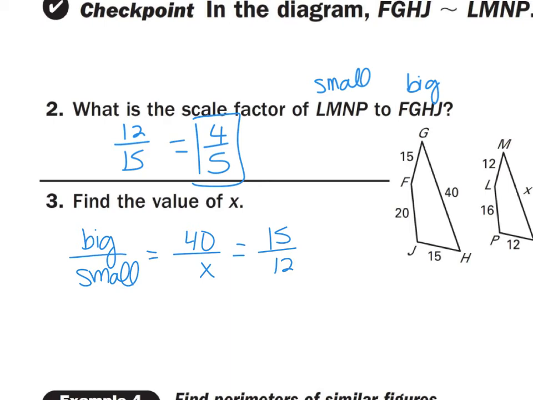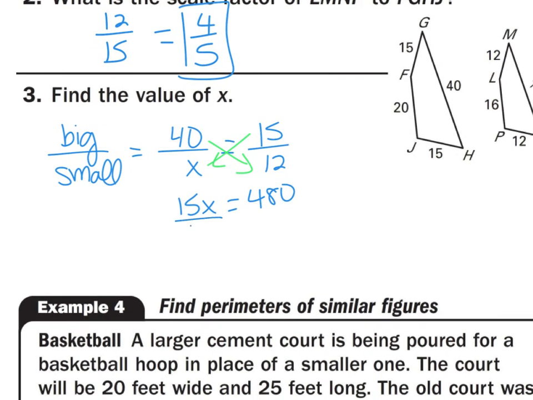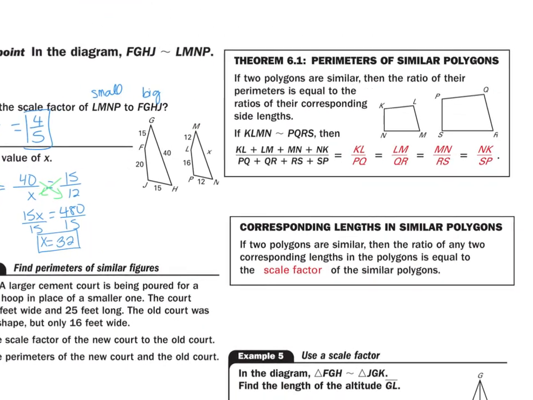Okay, so now I need to multiply diagonally, of course. So that would give me 15x is going to equal 480. Then go ahead and divide both sides by 15. 480 divided by 15. Yes, I used a calculator for this. That would give you 32. So that is your answer. That's all you need to do.